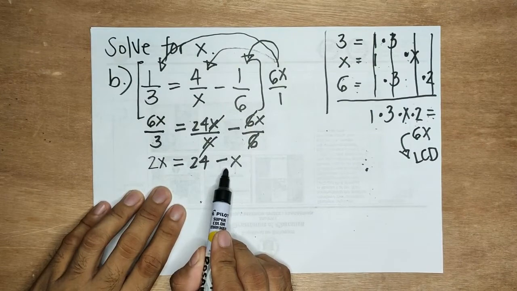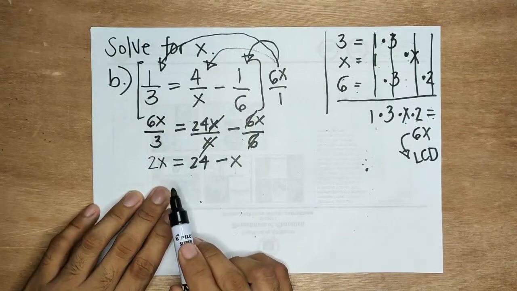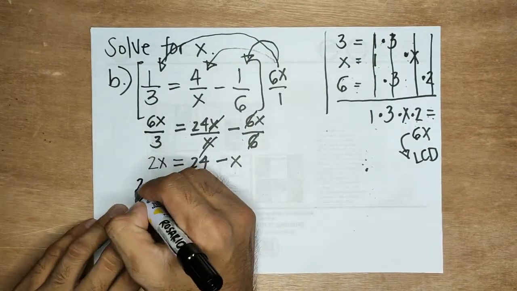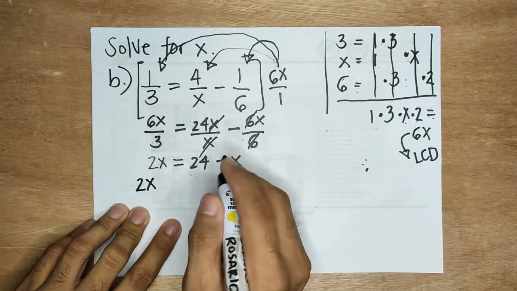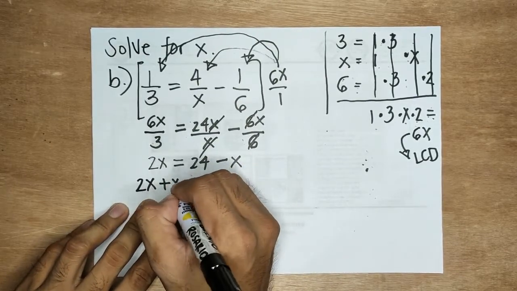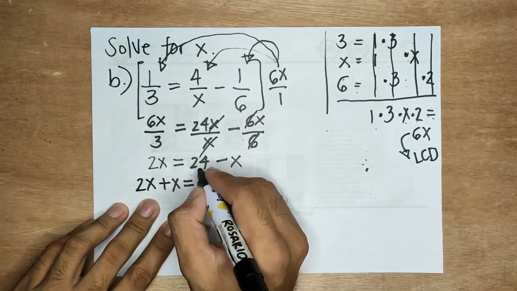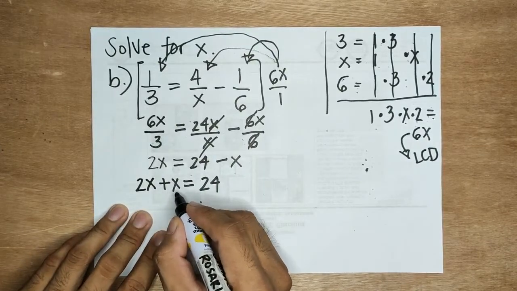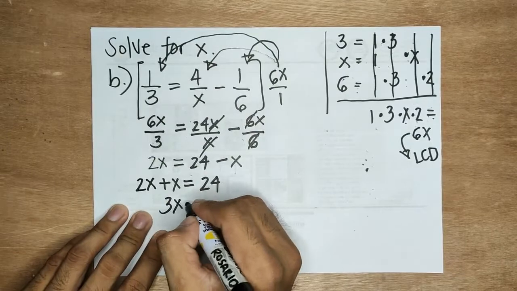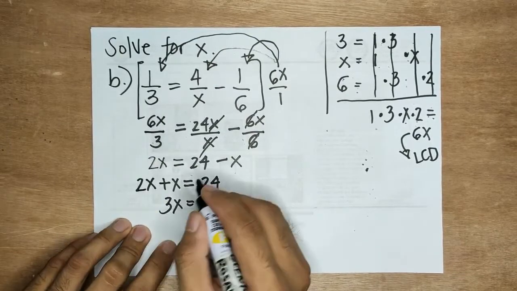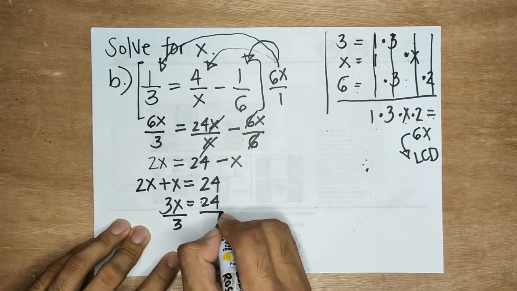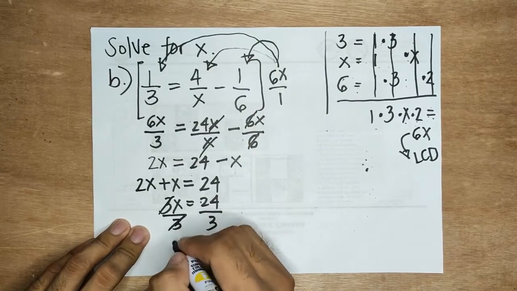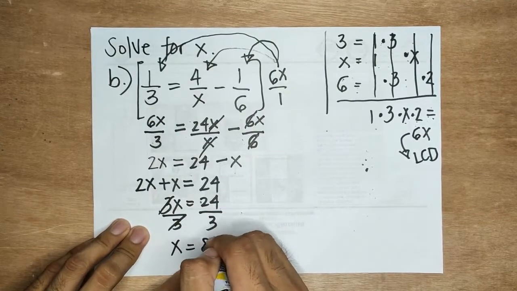So transposing negative x to the left side, we have 2x. From negative, it will be positive x is equal to, we simply copy 24. So 2x plus 1x, we have 3x is equal to 24. Divide both sides by 3, so it will give us x is equal to 8.